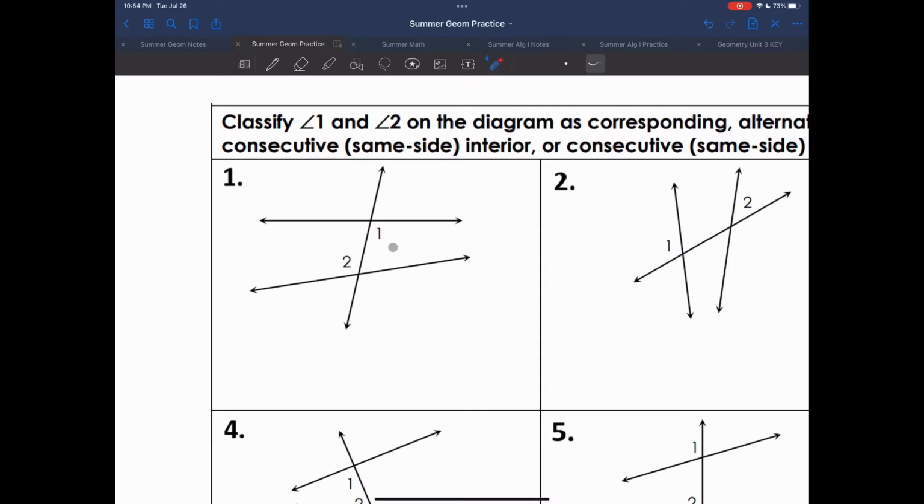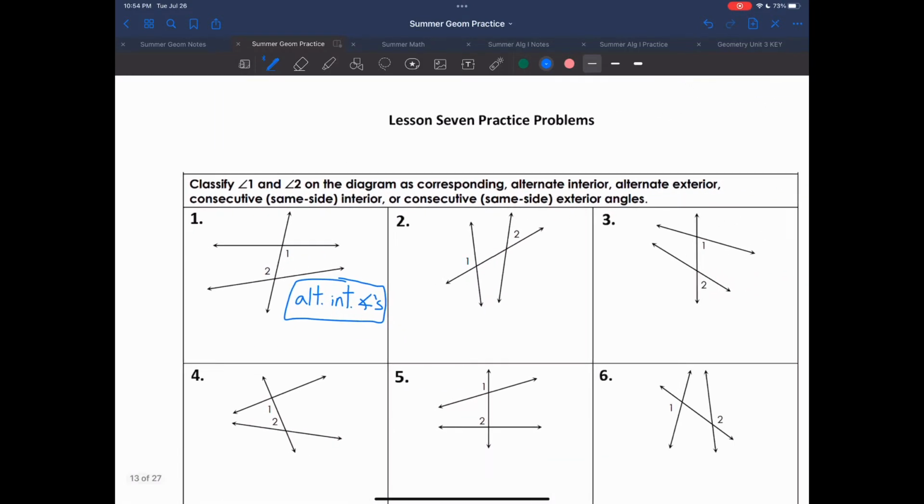The way to determine the other word, interior or exterior, is by looking at the other 2 lines. So let's look at the other 2 lines. Are they in between those lines or outside of them? Well, they're both in between them. So we'd say they're on the interior. So this would be an example of a pair of alternate interior angles. I'm just going to put alt-int angles. I'm just going to abbreviate because that's a lot of writing. Okay, I think that's all it wants us to do for that.